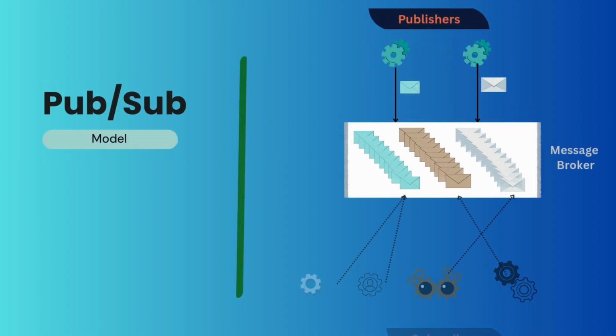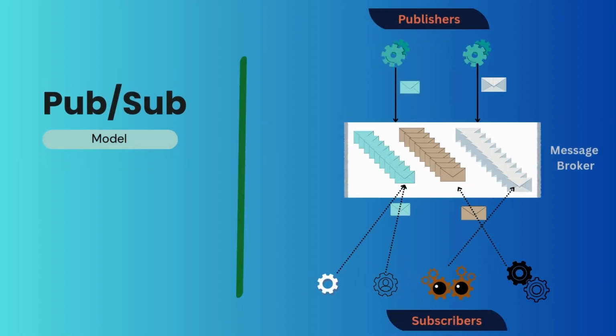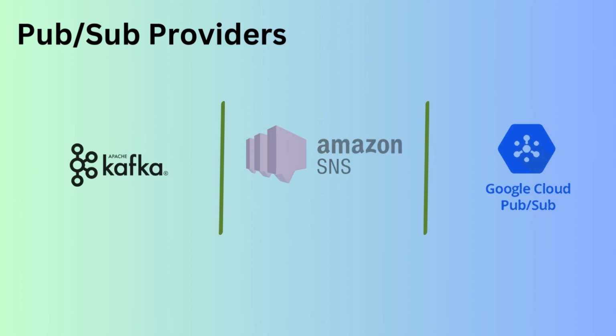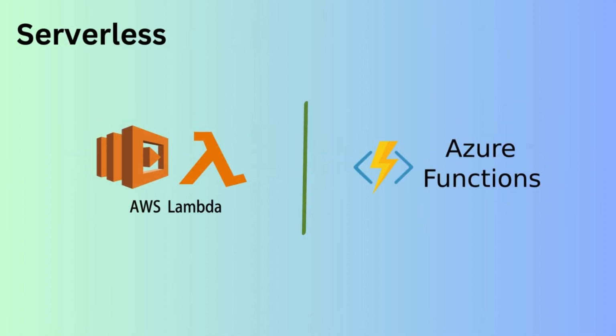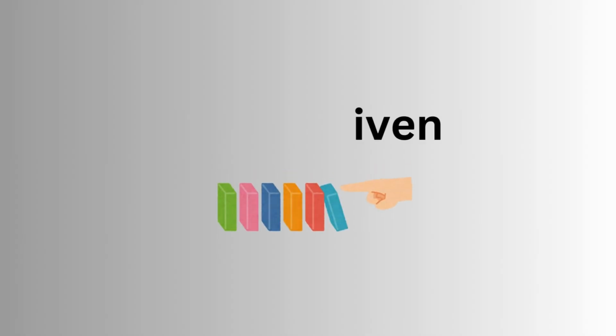The publish-subscribe, or pub-sub, model lets one service send an event that multiple subscribers can consume independently. Platforms like Kafka, AWS SNS, and Google Pub/Sub broadcast these events to many consumers in real time. Serverless triggers such as AWS Lambda or Azure Functions can automatically react to these events, making workflows event-driven and effortless.